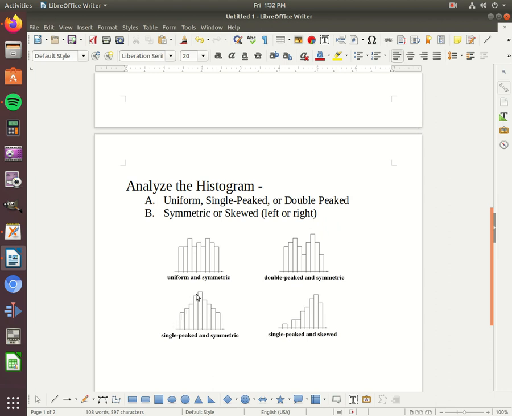We can see this mountain range has 1 peak, this mountain range has 1 peak, this mountain range has 2 peaks, and this one doesn't even really have a peak, and that's known as uniform. It's just sort of stretched out, and it's even across the whole way.